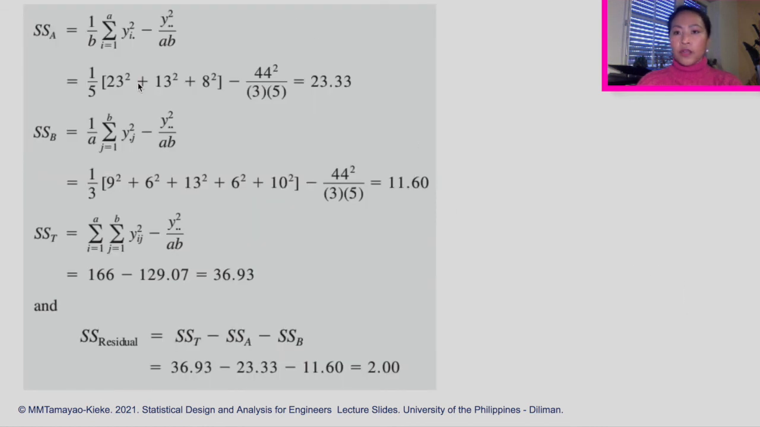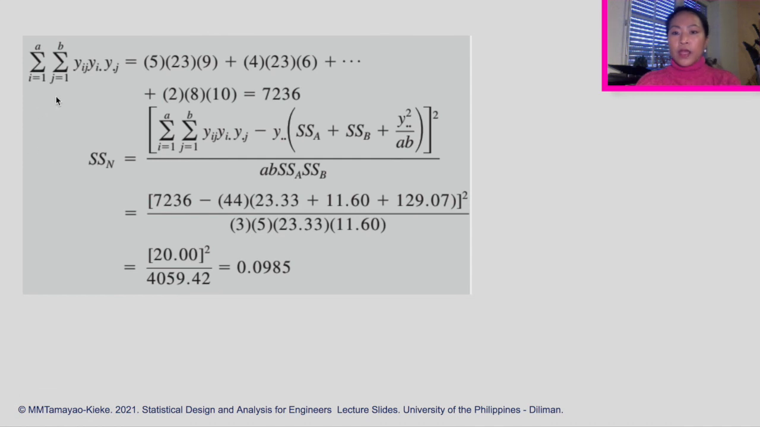To compute the sums of squares, we use familiar equations. And so we get SSA equals 23.33, SSB equals 11.6, SST equals 36.93. And the SS residual, which is just equal to the sum of squares total minus the sum of squares for A minus the sum of squares for B, is equal to 2.